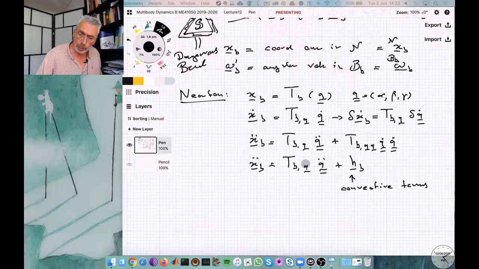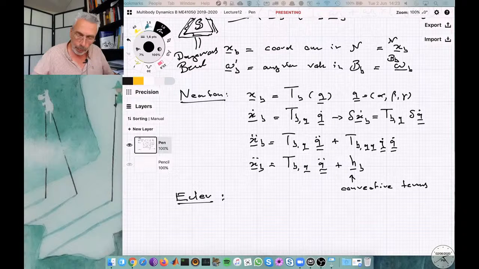So that's the Newton part. Now we go to the Euler part. What do we know about the Euler part? Well, for the Euler part we need angular speeds, right? And we need to express our angular speeds in terms of our generalized coordinates, in this case angles, and their time derivatives.